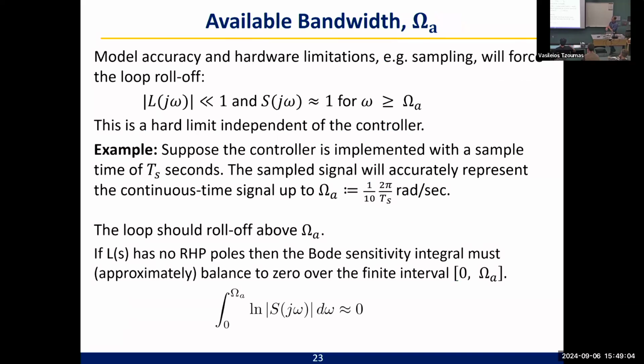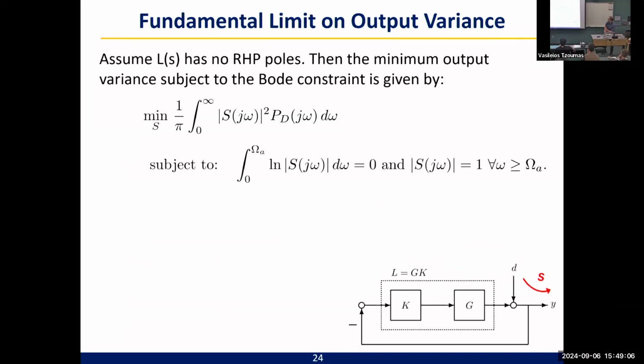Now I'm going to skip this slide in the interest of time. I'm going to go to what this tells us about how well we can do in terms of disturbance rejection. So let's come back to our disturbance rejection problem. I've got a disturbance coming in. It's going to cause the output to bounce around a little bit. And we said the sensitivity is what's connecting those two. And I would like to know how small I can make this variance.